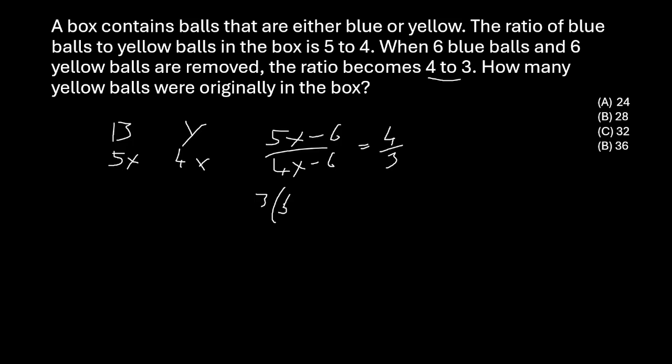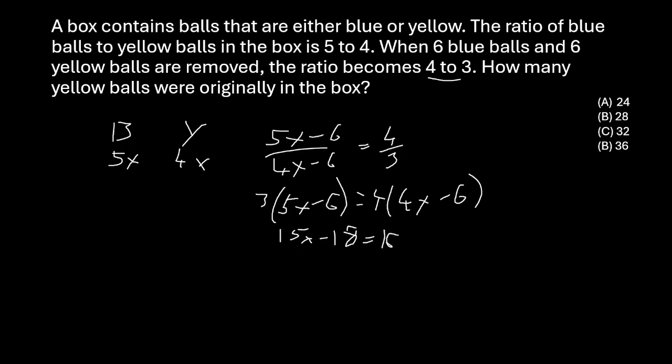Multiply by the denominators. 3 times 5x minus 6, and we multiply by 4x minus 6, so it becomes 4 times 4x minus 6. We distribute. 3 times 5 is 15x. 3 times minus 6 is minus 18. 4 times 4 is 16x. 4 times negative 6 is negative 24.